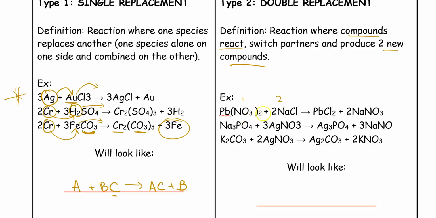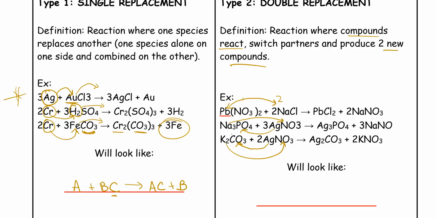We have lead nitrate combining with sodium chloride to produce lead chloride and sodium nitrate. So what really happens is that these metals switch places. Second example, sodium phosphate and silver nitrate becomes silver phosphate and sodium nitrate. Okay, it's a double switch off. The last example, potassium carbonate combines with silver nitrate to become potassium nitrate and silver carbonate. So remember, those polyatomic ions stay together in those compounds.